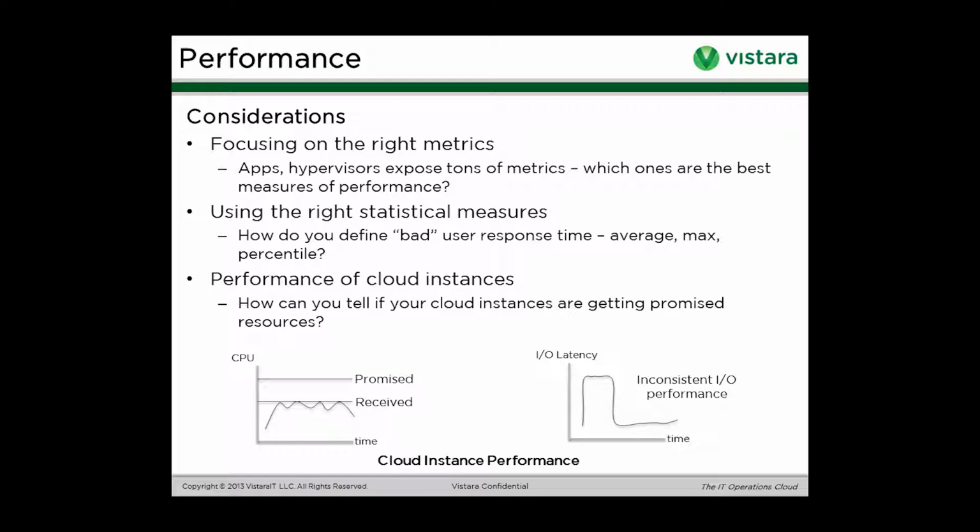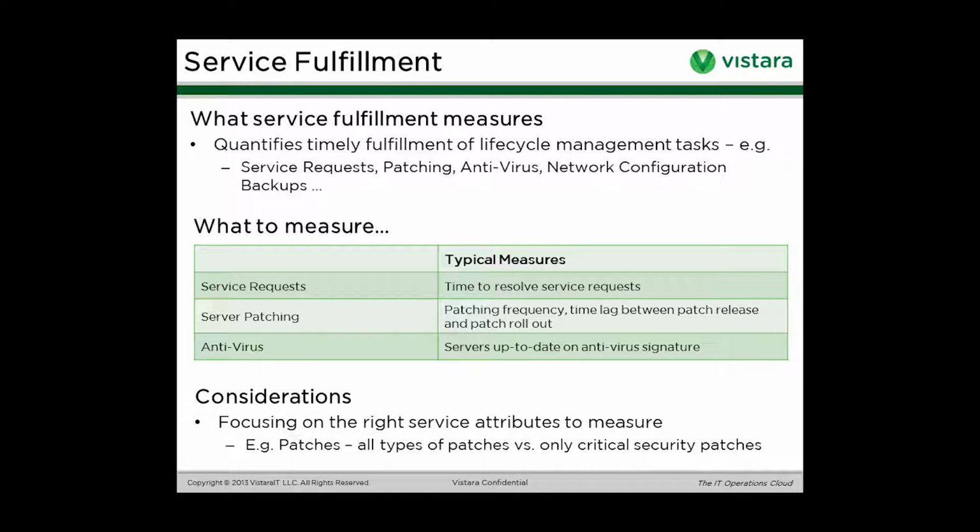So just to get a good measure of whether you're getting the right performance and the right resources, it is a challenge. There are some choices you have to make, and you also need to have good instrumentation to measure these things. Moving further here to the last category of service level metrics.